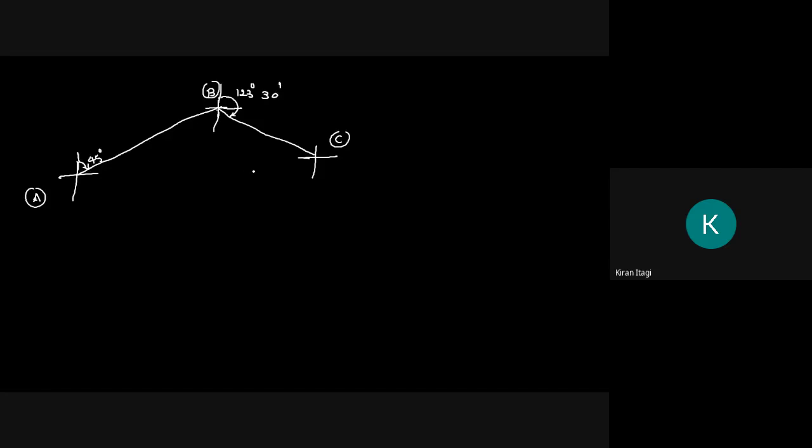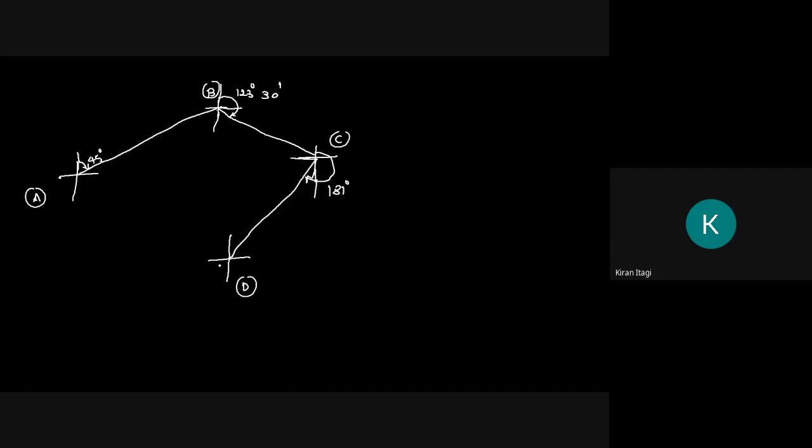Now I want from C to D. From C to D, how much is it? 181 degrees. 181 degrees means it is greater than 180 and lesser than 270. Therefore, it will lie somewhere here. We have got station D. And how do you measure the angle? It will be like this. Therefore, it is 181 degrees.